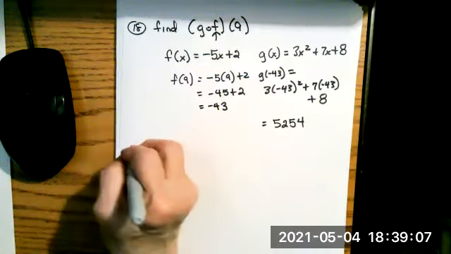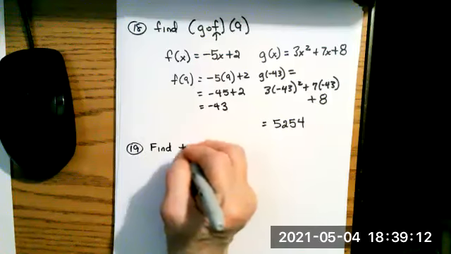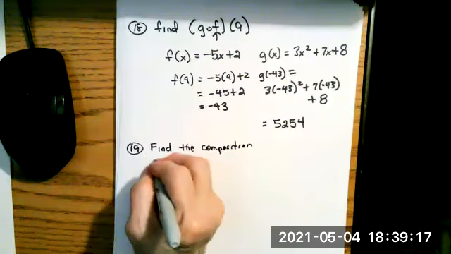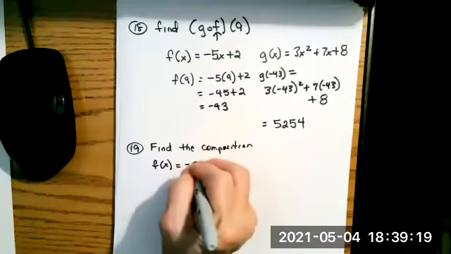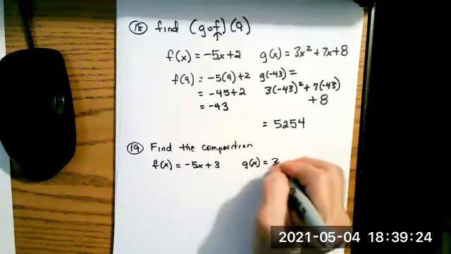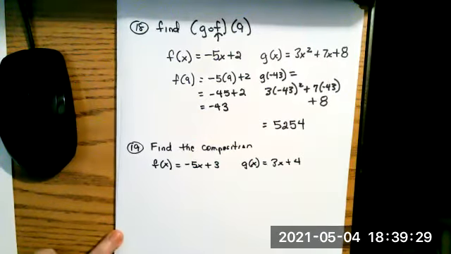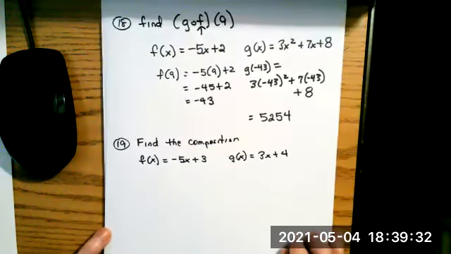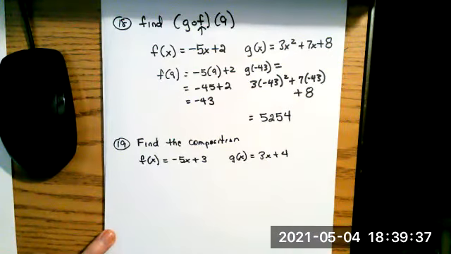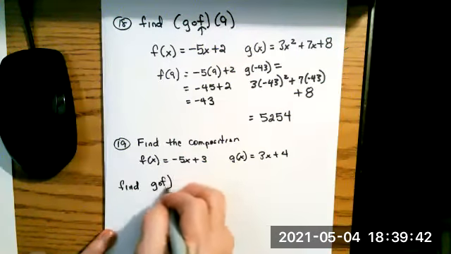All right, let's do number 19, which is also a composition. It says find the composition. And they give you f of x equals negative 5x plus 3, and g of x equals 3x plus 4. Expect that both of them are going to be linear. You're probably not going to have to square anything out. It says find g composed with f of x.